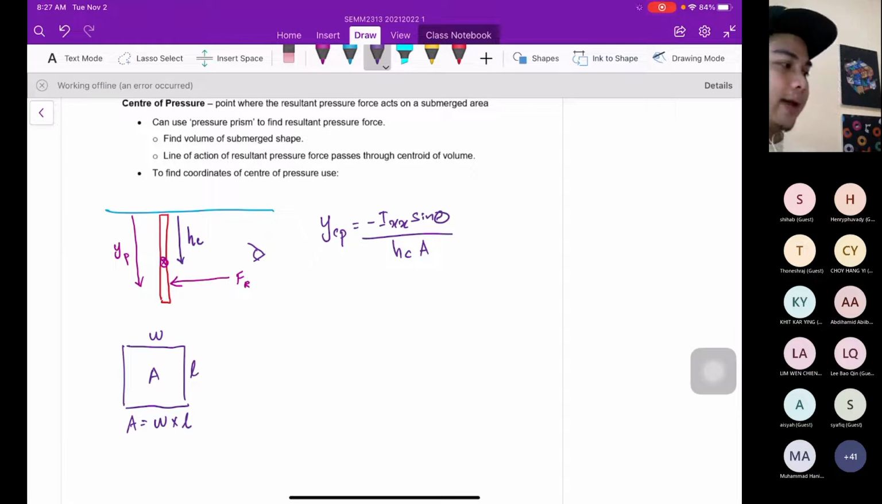IXX is the moment of area. You can refer to it from the table. Different geometries or different shapes will have different moments. Just to recap, the moment of area is basically where it resists bending.